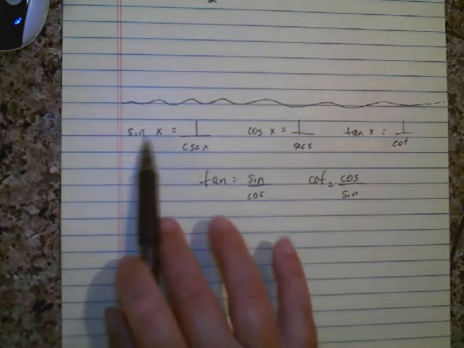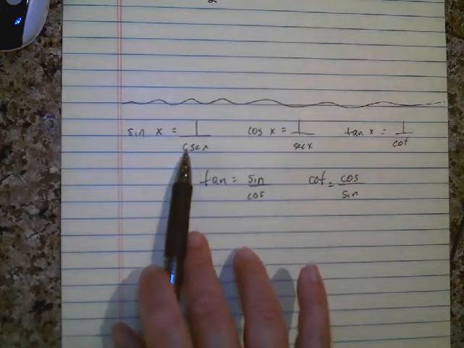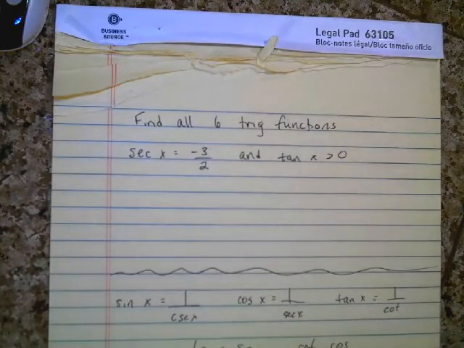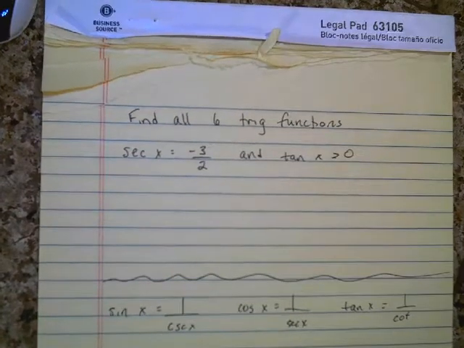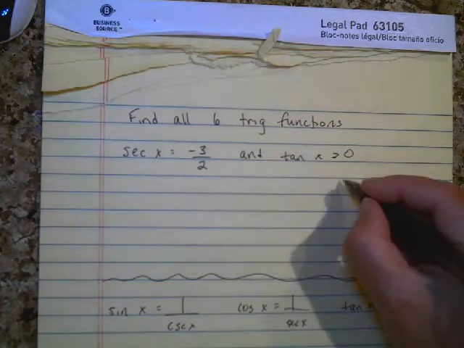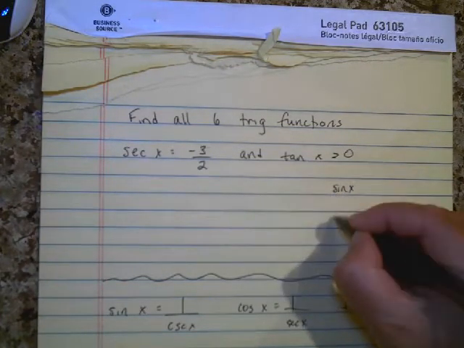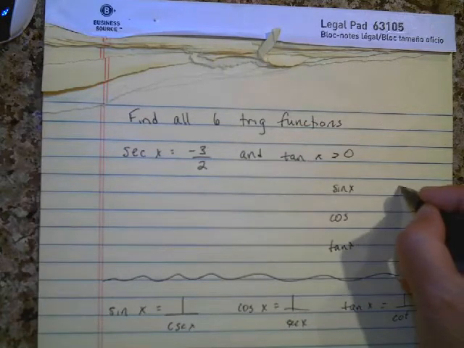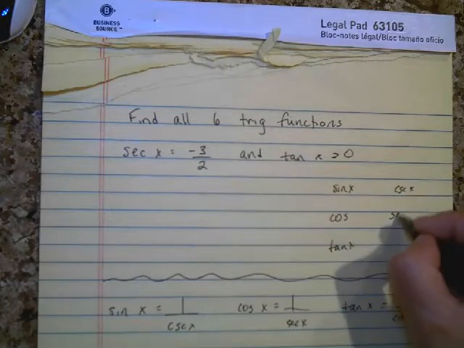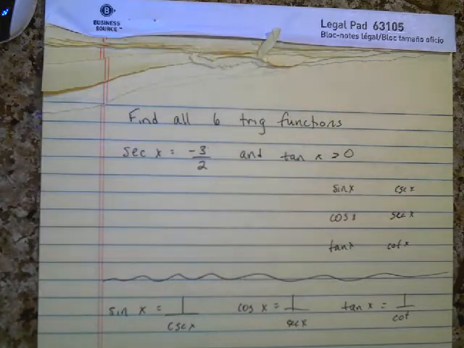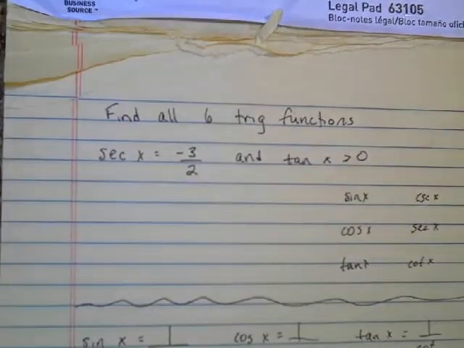Also, we know that sine is the y value, so cosecant would be 1 over the y value. So let's go back up to the problem now. What I want to do is evaluate all 6 trig functions. I already know 2 of the functions, and I'm going to try to find the others. So I want to know what sine of x is, cosine, and tangent. And I also want to know what cosecant, secant, and cotangent are. So those are the 6 trig functions.